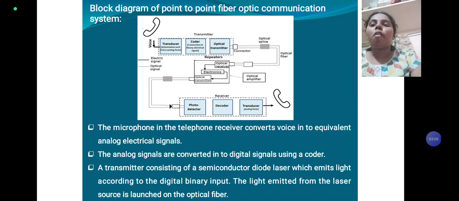Here is a block diagram of point to point fiber optical communication system. First, the microphone in the telephone receiver converts voice into equivalent analog electrical signals. The analog signals are converted into digital signals using a coder. So here digital signals refers to the binary data. A transmitter consisting of a semiconductor diode laser emits light according to the binary data, which means digital binary input, and the light emitted from the laser source is launched on the optical fiber.